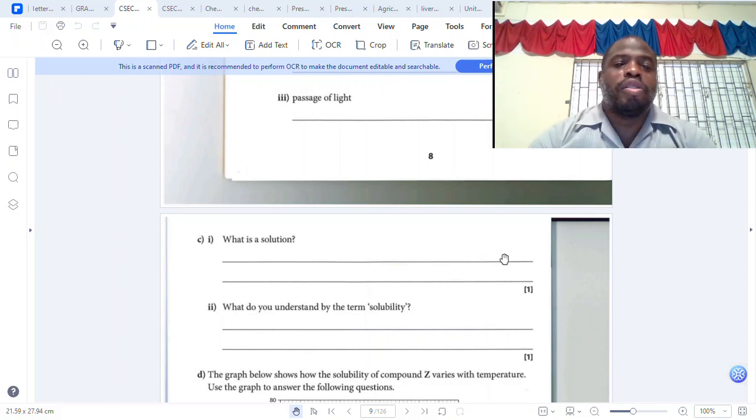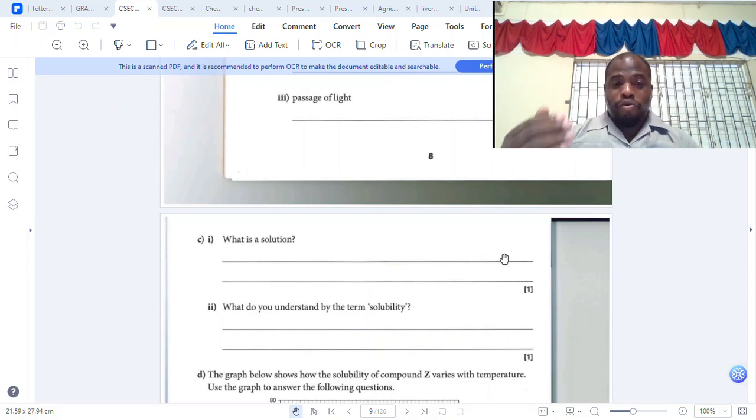Now, the next question says, what is a solution? Earlier on, we mentioned that a solution is actually a homogeneous mixture. And that means the homo means the same. So when you look at a solution, you're not able to distinguish between the components, right? So it looks uniform. It's a homogeneous mixture, one in which you have different components that make it up, and usually one is a liquid.